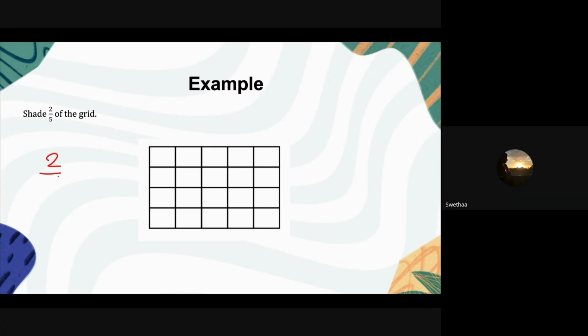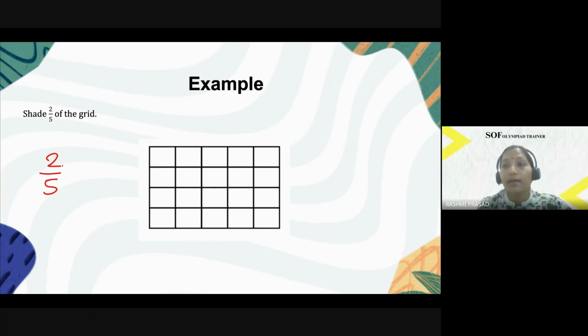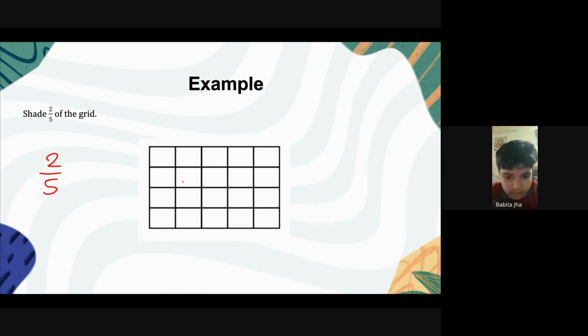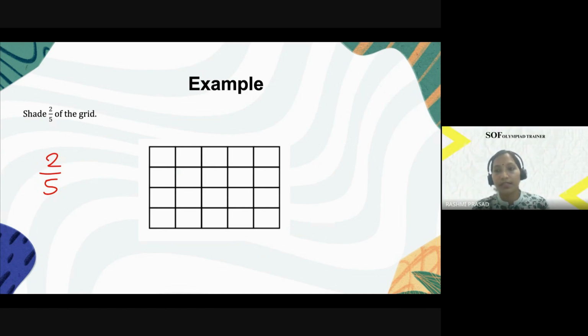Ma'am, there is 20. No, wait. But we need to find fraction 2/5. Basically, I need to shade 2/5 part, right? So check, is the shape divided such that you are getting 5 equal parts?